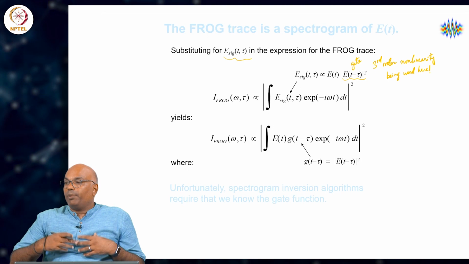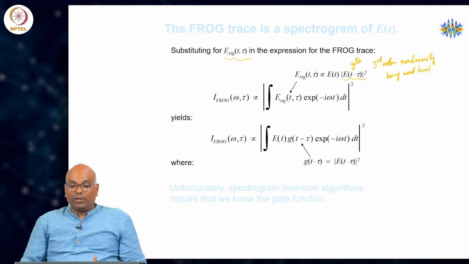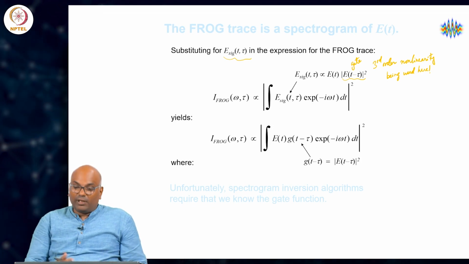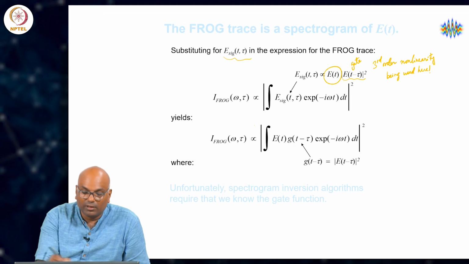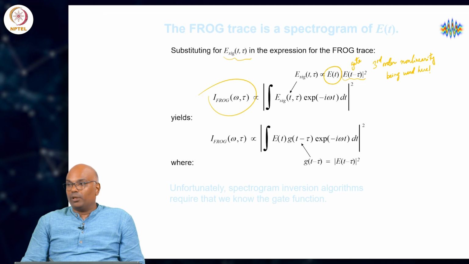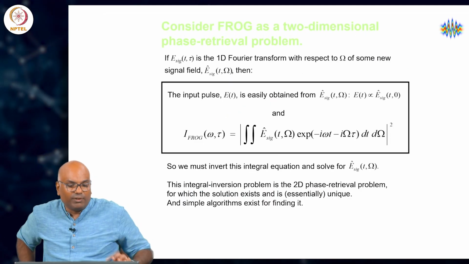Now, because we know the order of the nonlinearity, we can address the inverse problem where we retrieve the waveform E of t from the spectrogram I FROG of omega tau. So, that is the retrieval part of it. So, we need to know the gate variable.